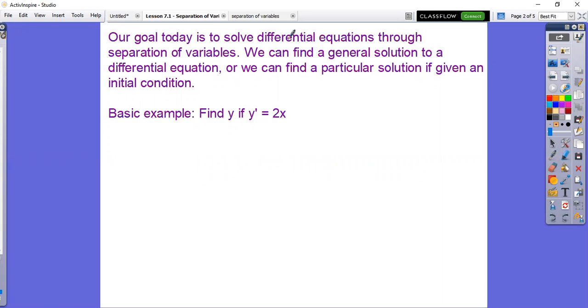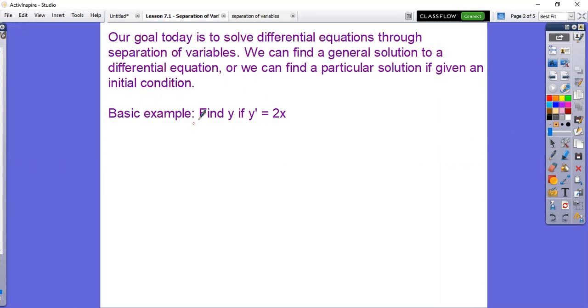So our goal today is to be able to solve differential equations through separation of variables. Basically what this means is we can find a general solution to a differential equation or a particular solution. Particular solutions come when we have an initial condition. General solutions are a family of possible solutions that will include a constant.